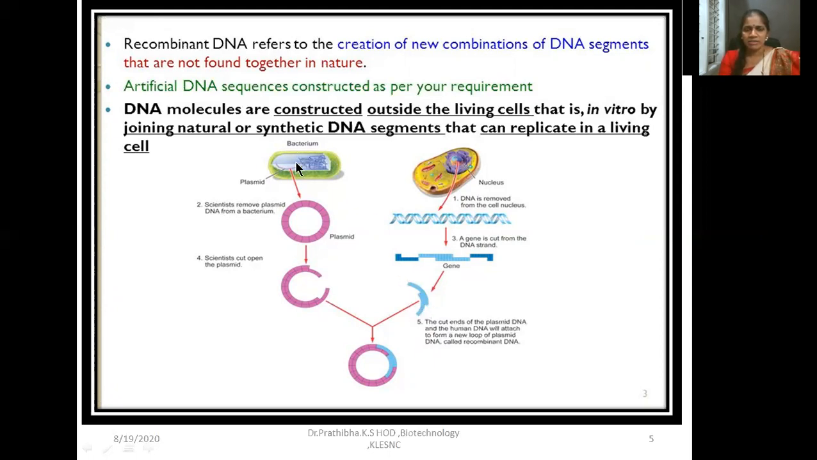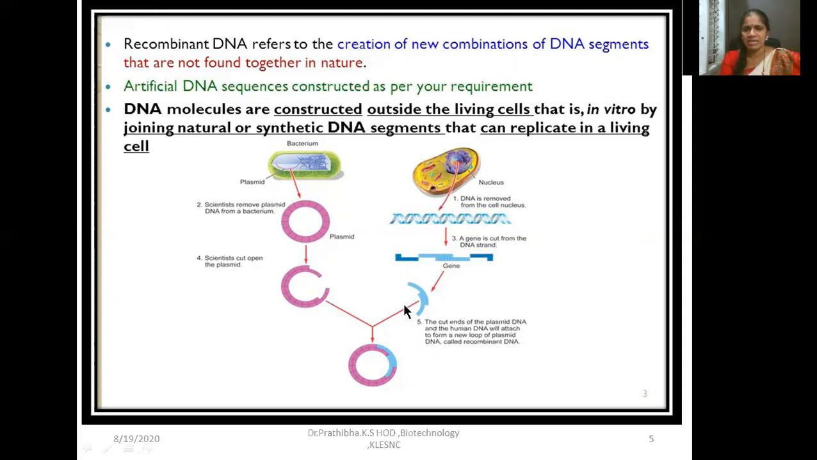Here the plasmid was isolated from the bacterium. Step 1: from the bacterium, this vector has been isolated, whereas here we have taken the nucleus of the eukaryotic cell. From the eukaryotic cell, DNA was isolated and cut into small pieces, and the gene of interest was collected here.